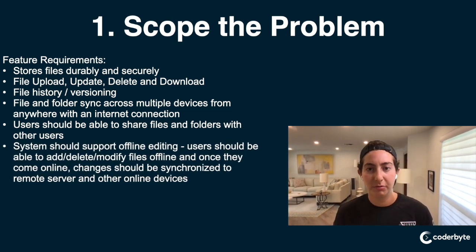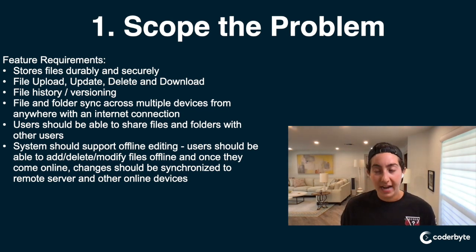And finally, the system should support offline editing, that users should be able to add, delete, and modify files offline. And once they come online, changes should be synchronized to the remote server and other online devices. So if I'm in a random coffee shop working on my novel, I want to make sure that the next time I have internet, my Dropbox is going to pick up on those changes, despite the fact that it was not connected to the internet when I was working on my novel. This is another key component of Dropbox.